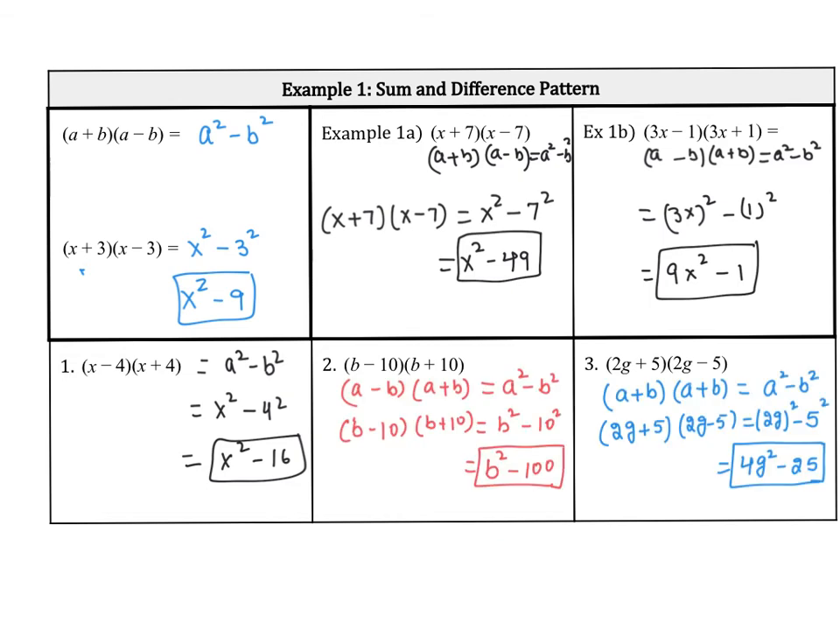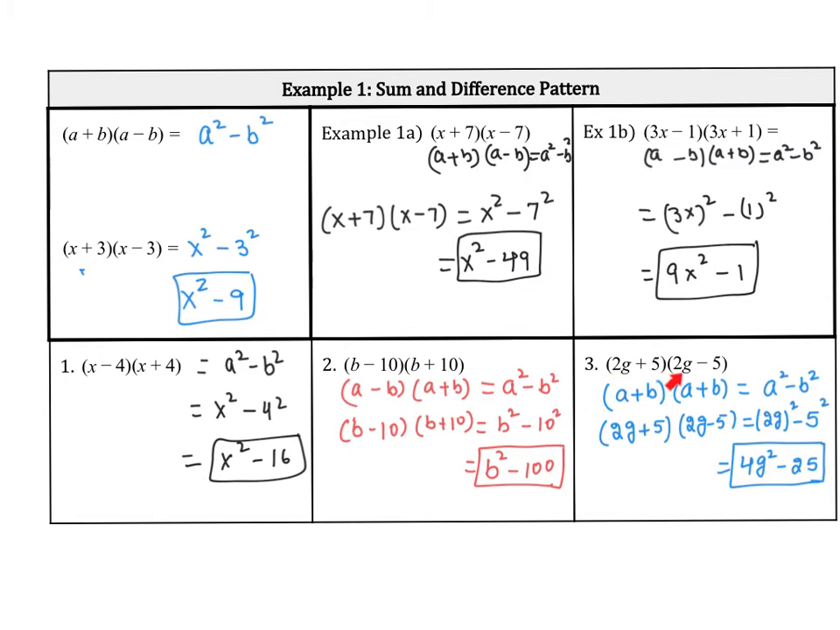For number 4, I'm going to compare this again with the factor a minus b times a plus b, and the formula for that is a square minus b square. Now if I compare this with the given problem, my a is going to be b and my b is 10. So a square minus b square means b square minus 10 square. B square will be as it is, and 10 square is 100. So the answer is going to be b square minus 100.